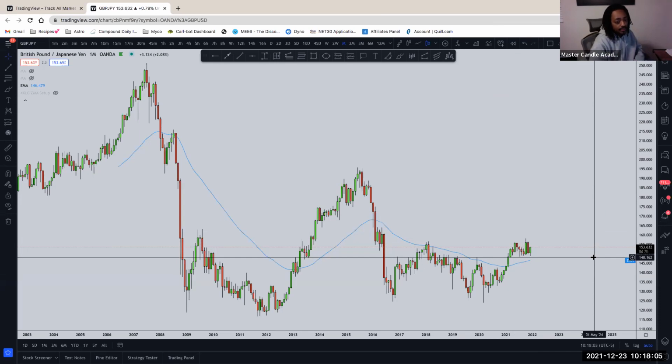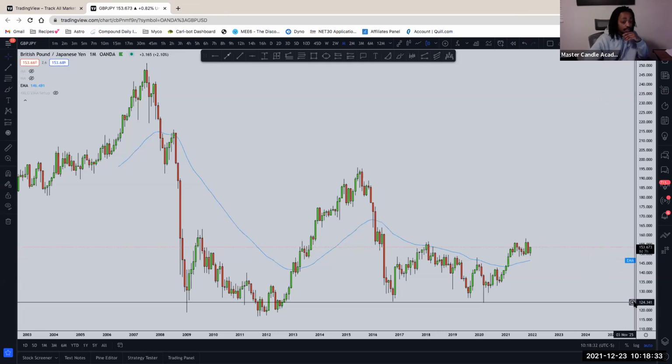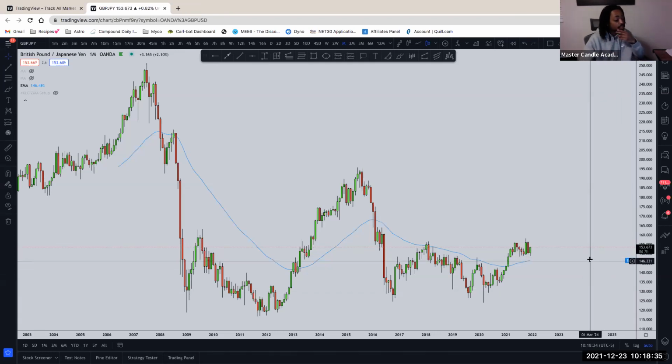Right? A W. So when you see a W in the market, what type of trend are we expecting? Right, an uptrend. Exactly, we're expecting bullish pressure.